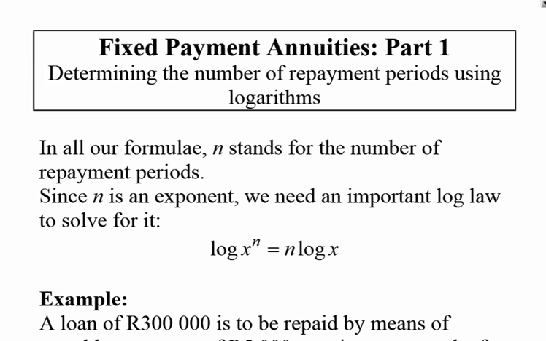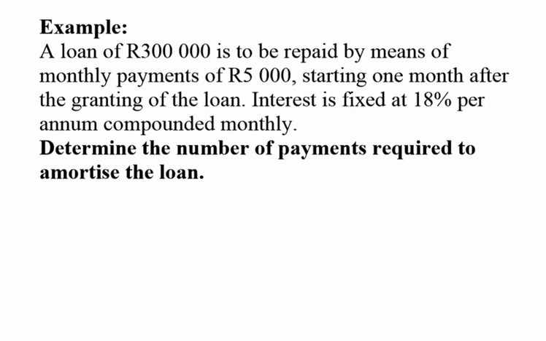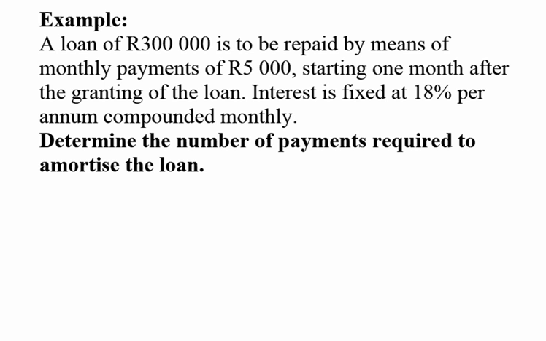Right, so let's have a look at this example, which we're going to use in both parts. We've got a loan of 300,000 Rand to be repaid by means of monthly payments of 5,000 Rand, starting 1 month after the granting of the loan. It's quite important: 1 month after the granting of the loan. Interest is fixed at 18% per annum compounded monthly, and the question says determine the number of payments required to amortize the loan. So let's start with our timeline.